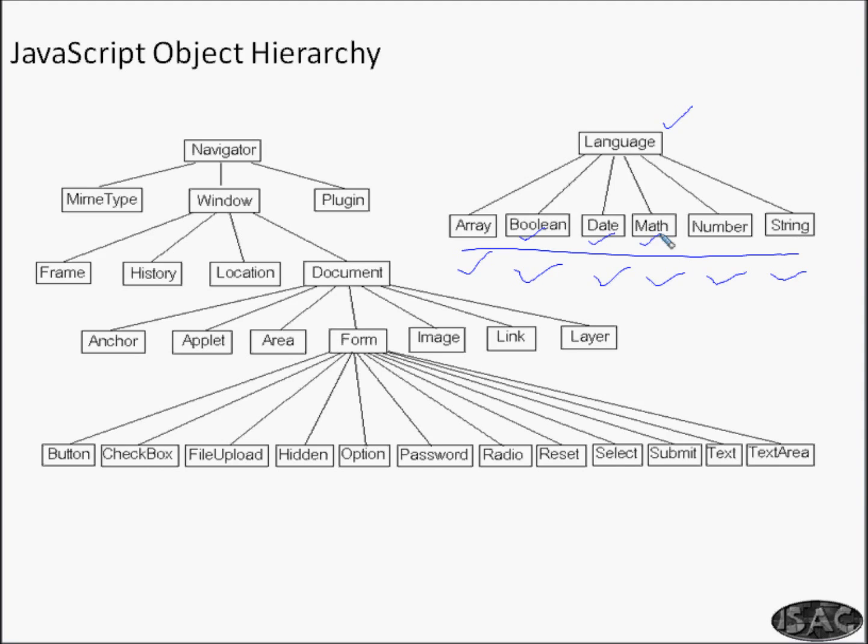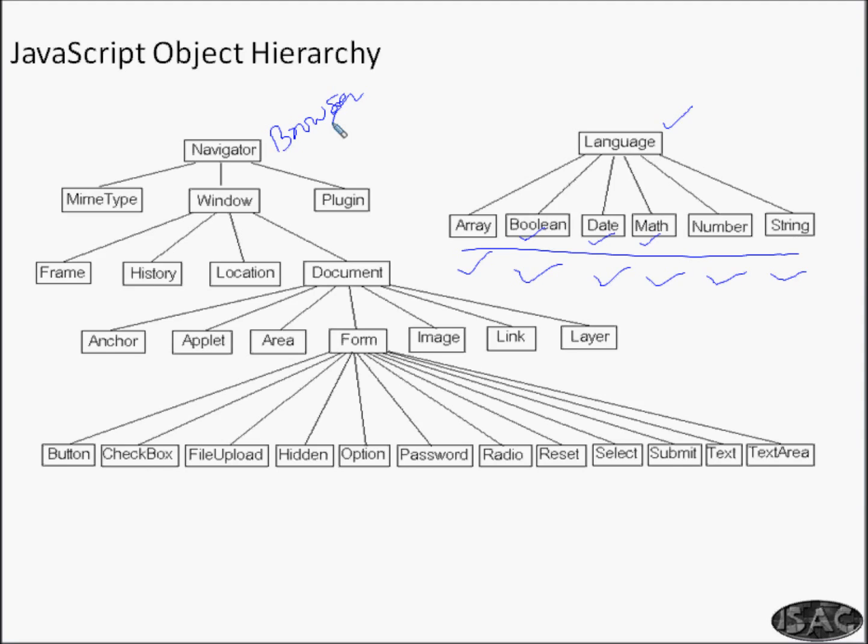Okay. Now another hierarchy is what? Navigator. It's your browser, right? This is a browser. That navigator again has MIME type, window, and plugin. Window again has frame, history, location, document. I have not discussed window yet, right? Window.open we have seen. And window again has document. We have seen document.write, which we have used.